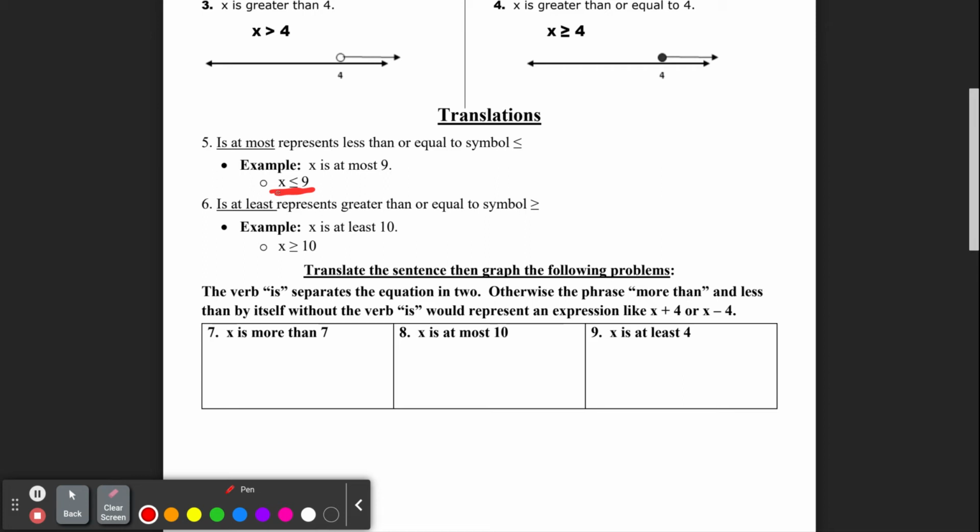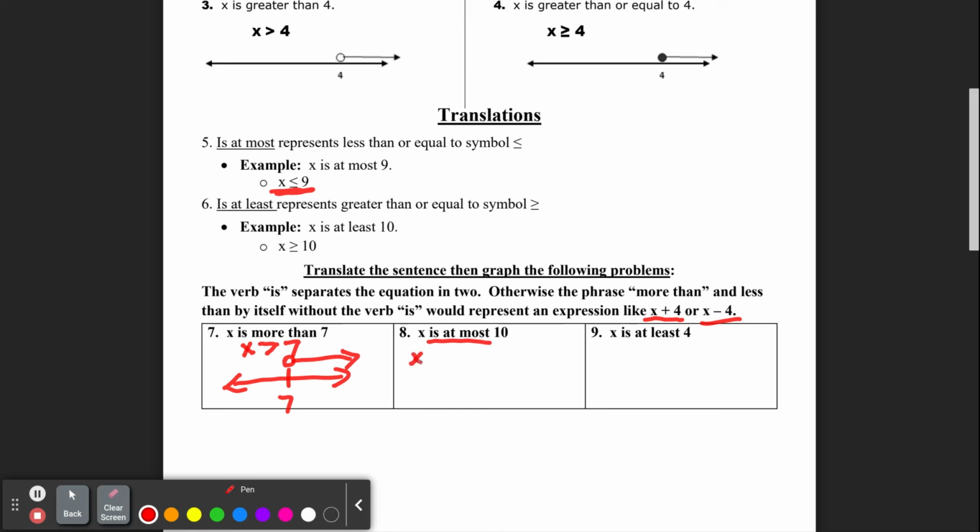So then on 7, 8, and 9, they want you to translate the sentence, then graph the following problems. The verb "is" separates the equation in two. Otherwise, the phrases "more than" and "less than" by themselves without the verb "is" would represent an expression like x plus 4 or x minus 4. So on number 7, x is more than 7. Then your graph would look like this, where in 7 it'd be an open circle and greater than would go to the right.